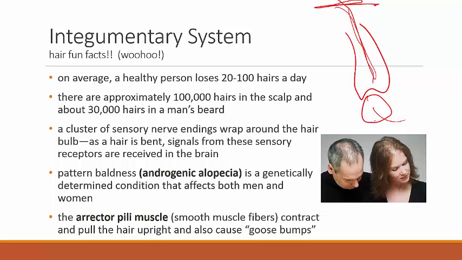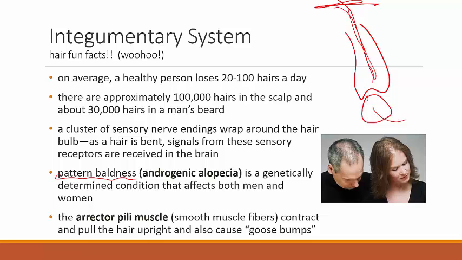Pattern baldness is a condition that can affect both men and women. We used to call this male pattern baldness, but we recognize now that women can get pattern baldness as well. The official term for that is androgenic alopecia. So alopecia is the limited hair growth. It's a genetically determined condition and can affect both men and women.